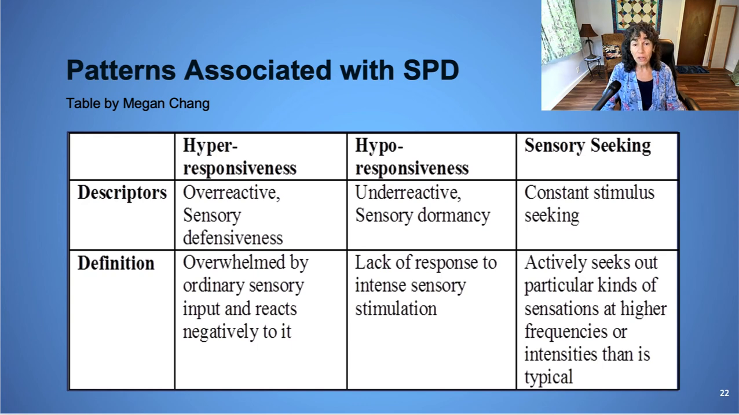Here is yet another view for those of you that like adjectives and definitions. And again, we're not going to go through this 100%, but notice that the hyper and hypo responsiveness are on here, and also sensory seeking. The one thing I want to draw your attention to is that we have not our sensory avoiders on this chart, but in Dunn's model, we have sensitive folks and avoidant folks. I think that's it for this. Have a look at it.